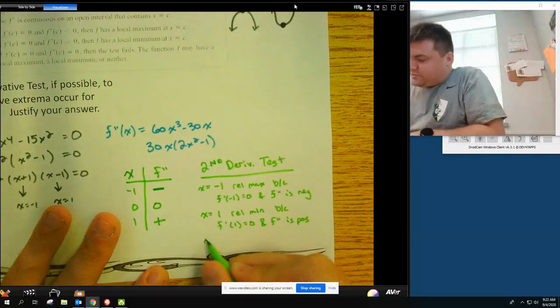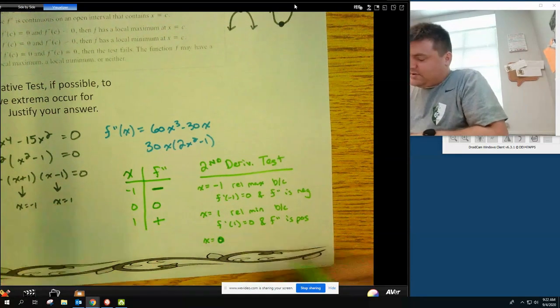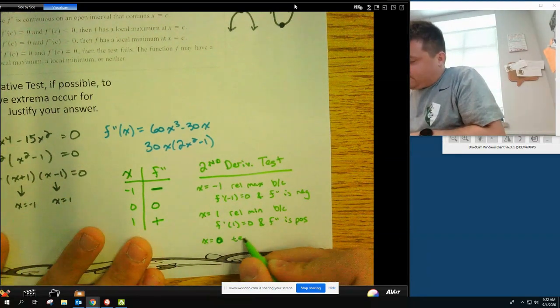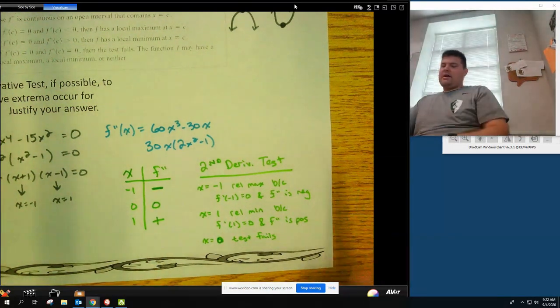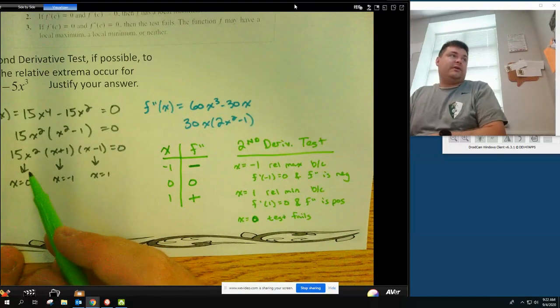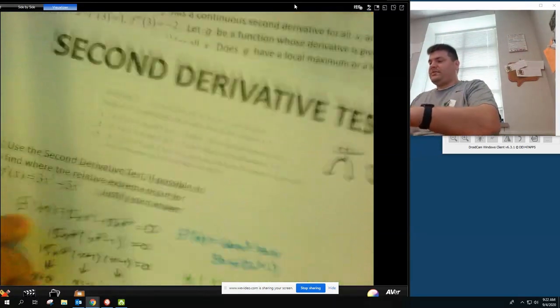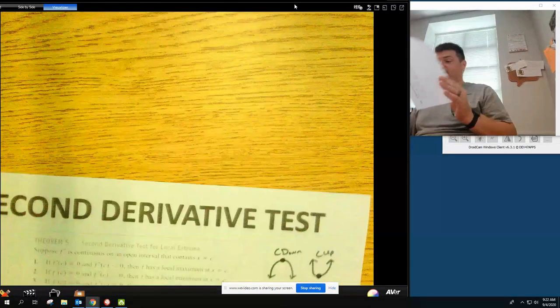And then because we're told to use the second derivative test, at x equals 0, the test fails. So I'm not going to worry about that right now. If it did want more information, all you have to do is make a sign chart right over here and figure out what's going on. So that is the second derivative test.